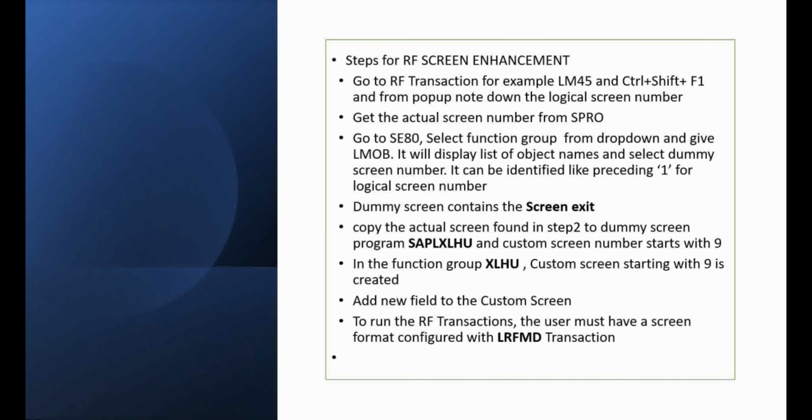While copying, it will ask for the program name and also a screen number. Here we have to give the program name that you got from the dummy screen, and for the custom screen number, it always starts with the number 9. That makes the difference between a standard screen and a custom screen. From SE80, if you change the function group to XLHU, there you can see the newly created custom screen. As per our requirement, we can add new fields to the custom screen here.